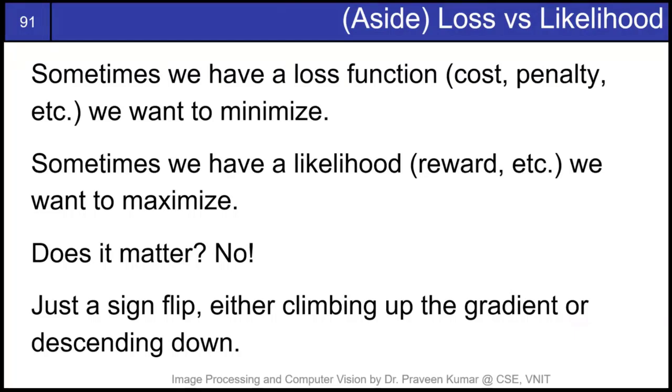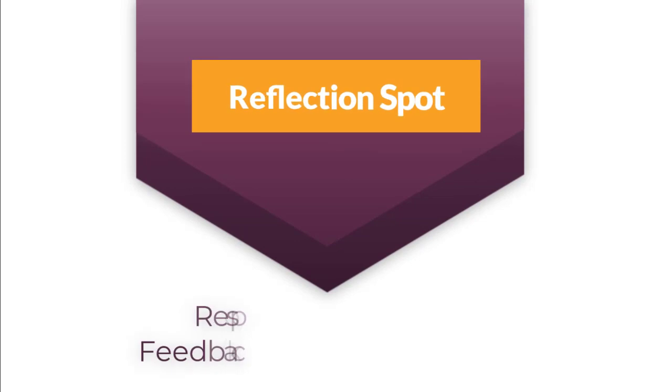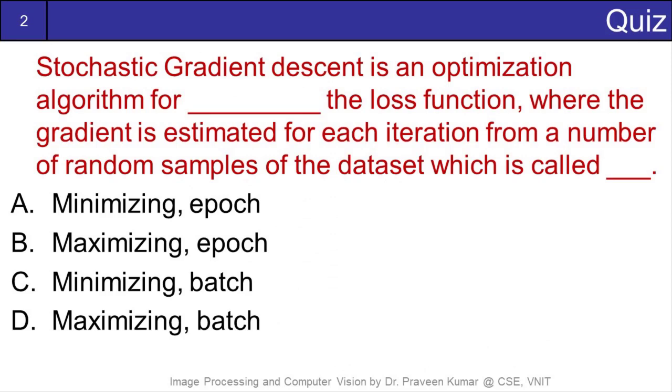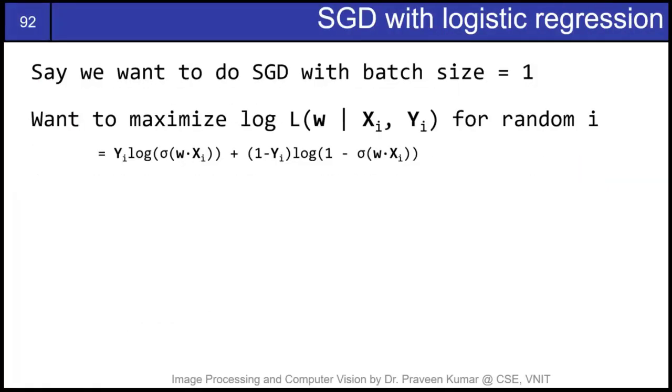And this we have already talked about, loss versus likelihood. So your optimization function can be a loss function or it can be a likelihood. If it is a likelihood, you have to maximize it. If it is a loss function, you have to minimize it. And you can always change the sign to make a loss function a likelihood or a likelihood a loss function. You can just change the sign. So it doesn't make any difference basically.